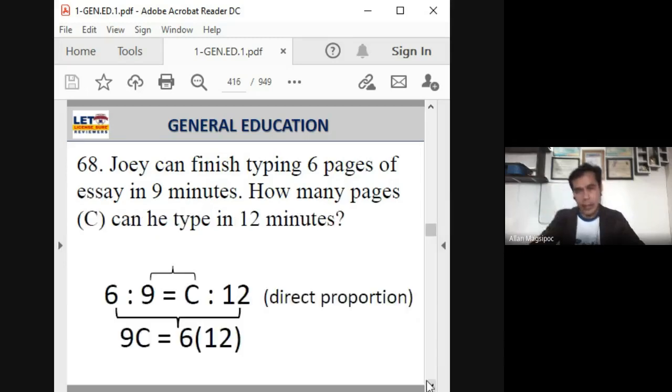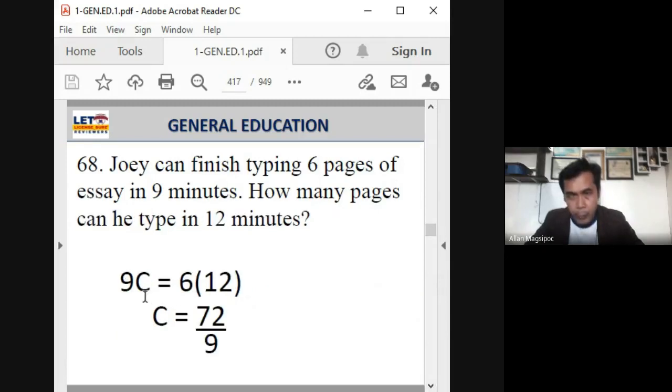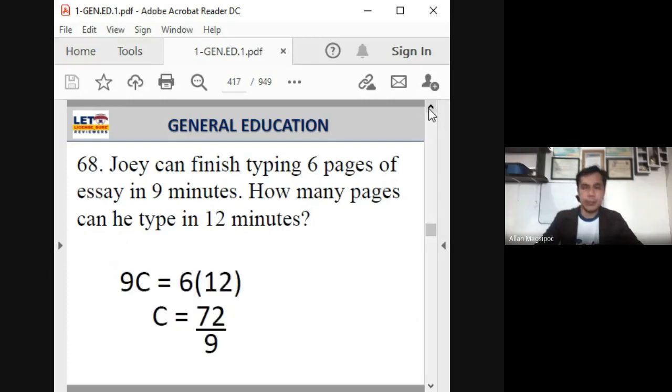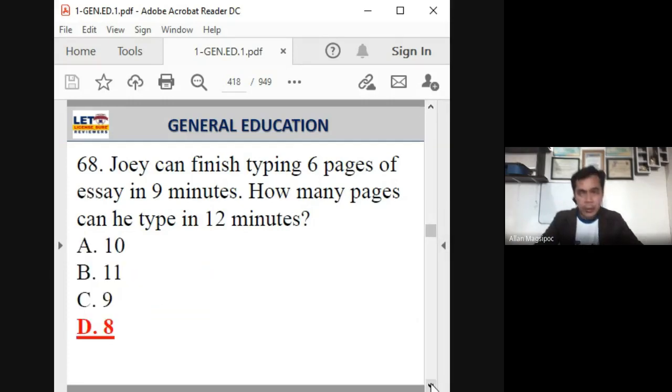So we get 6 is to 9, 6 pages is to 9 minutes, is equal to C is to 12. We don't know how many pages, because that is the question: how many pages in 12 minutes? Direct proportion. So, as we have said, multiply the extremes and the means. So we get 9 times C is equal to 6 times 12. Then we proceed with the procedure. So 9C is equal to 6 times 12. So we get C is equal to 72 divided by 9. Hence we get 8. 72 divided by 9, yes, it's 8.